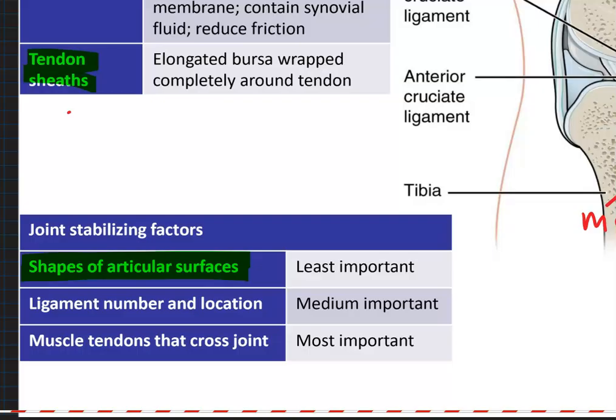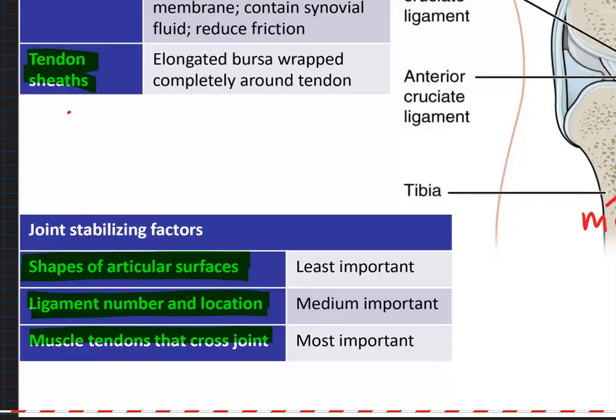Look at the knee joint. They do fit, but there's not a lot of grabbing, retention, call it whatever. Okay? Ligaments. Number of ligaments, the position of ligaments. More important, but still not most critical.